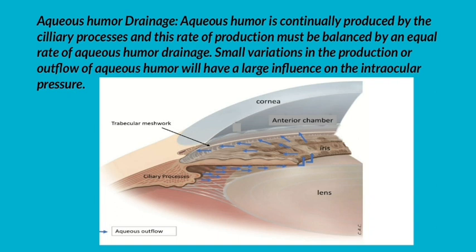Aqueous humor drainage. Aqueous humor is continually produced by the ciliary processes, and this rate of production must be balanced by an equal rate of aqueous humor drainage. Small variations in the production or outflow of aqueous humor will have a large influence on the intraocular pressure.